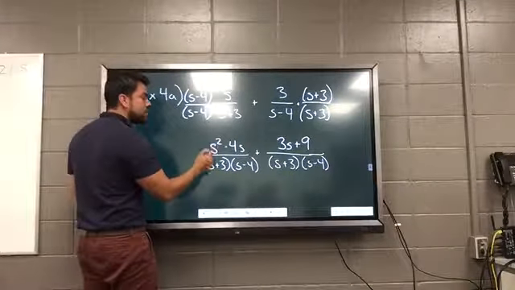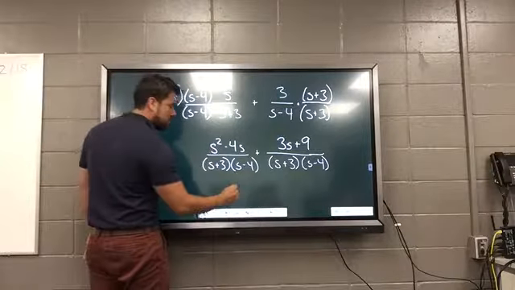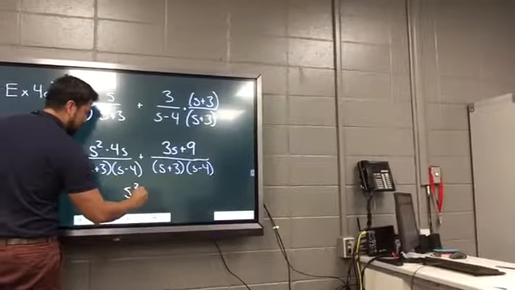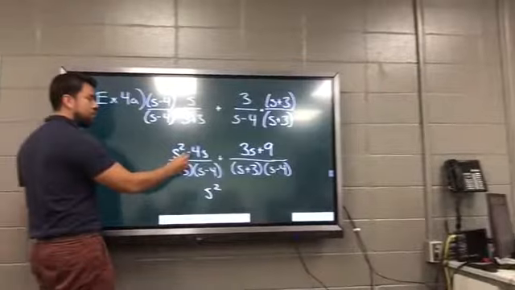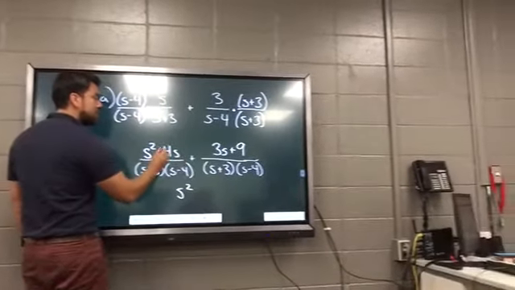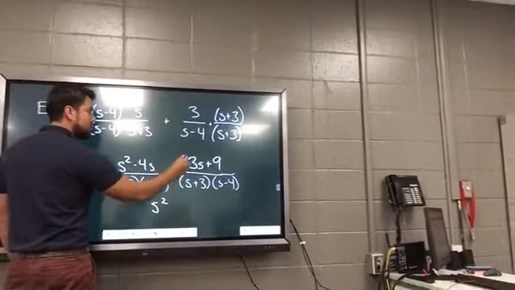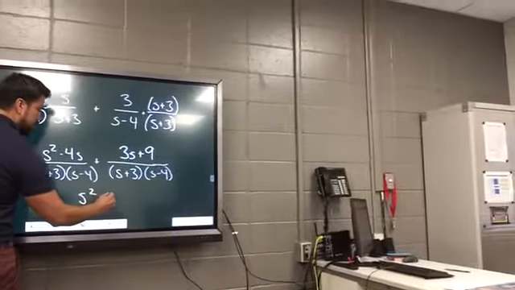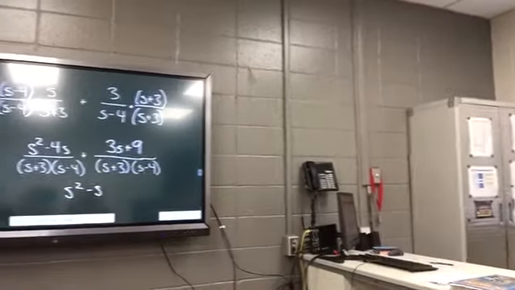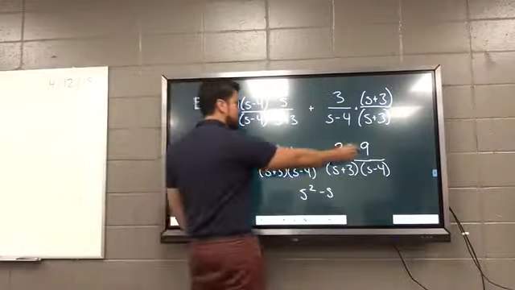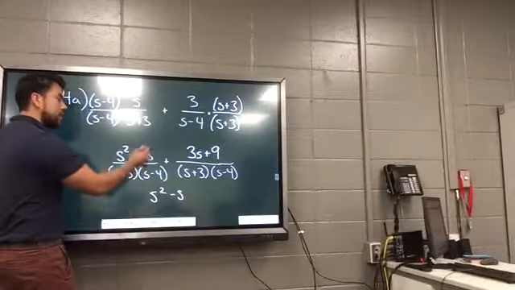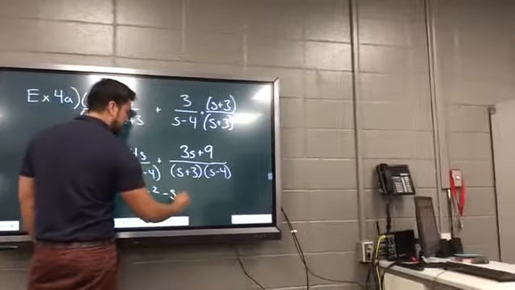Are there any like terms to S squared? No, so S squared stays the same. Any like terms to negative 4S? Yes, 3S. So what's negative 4S plus 3S? Negative S, or negative 1S. Is there any like term to 9? No. So you could say 0 plus 9, this is positive 9.